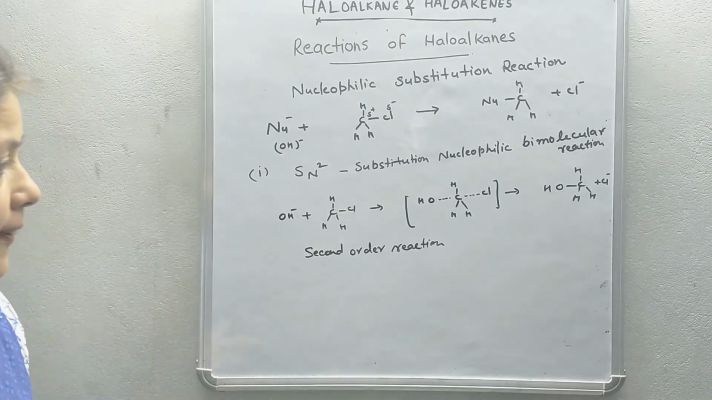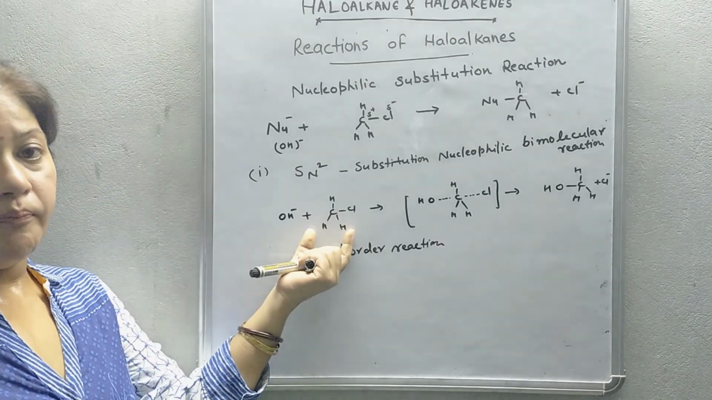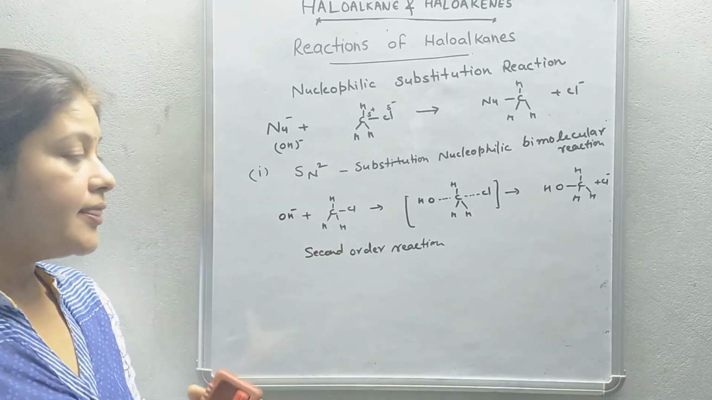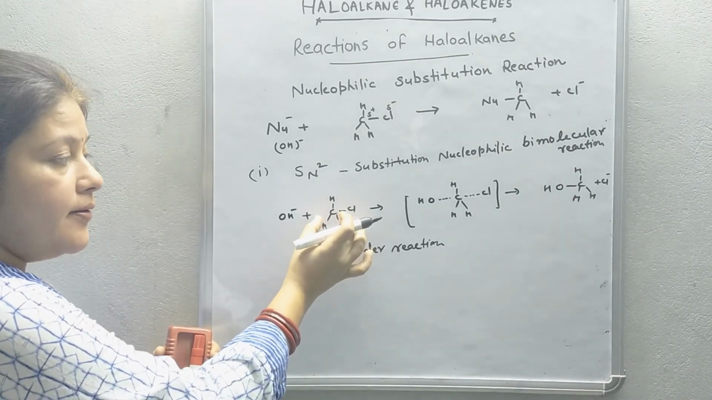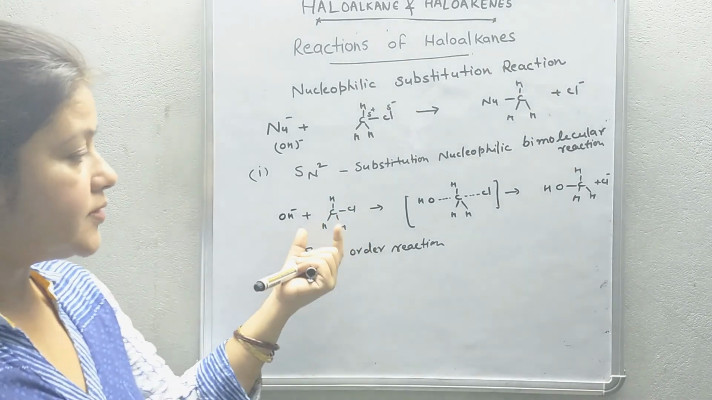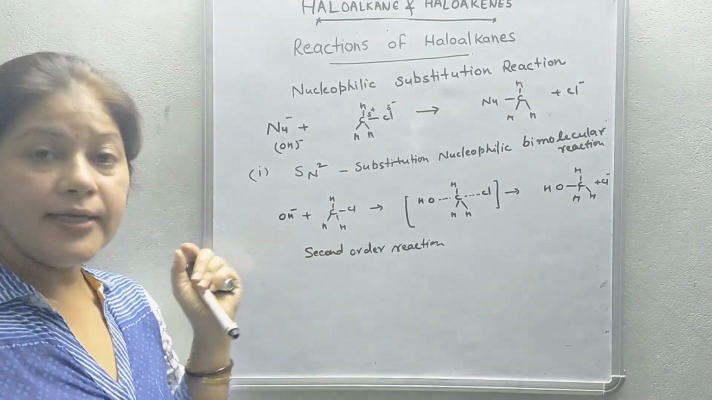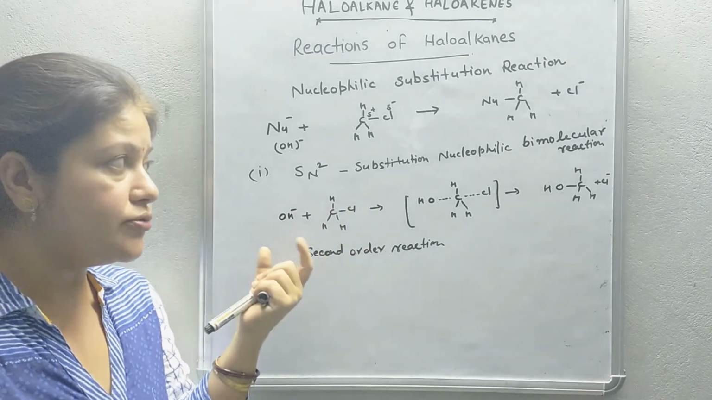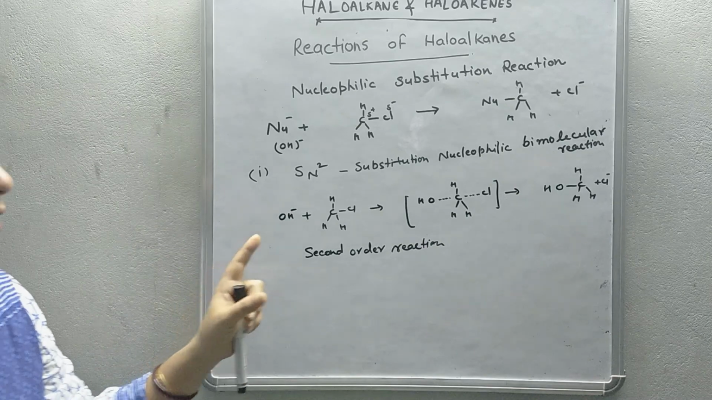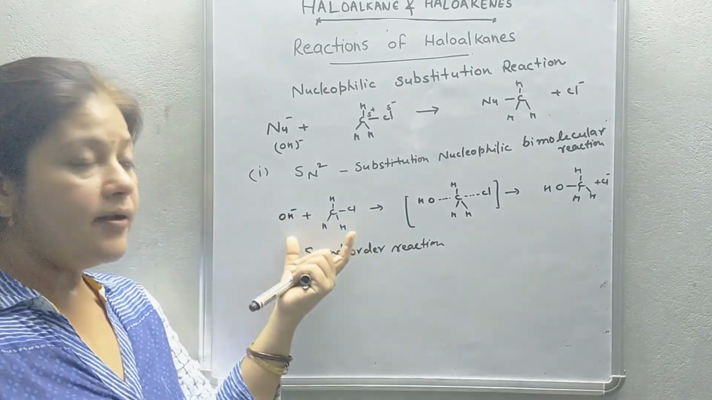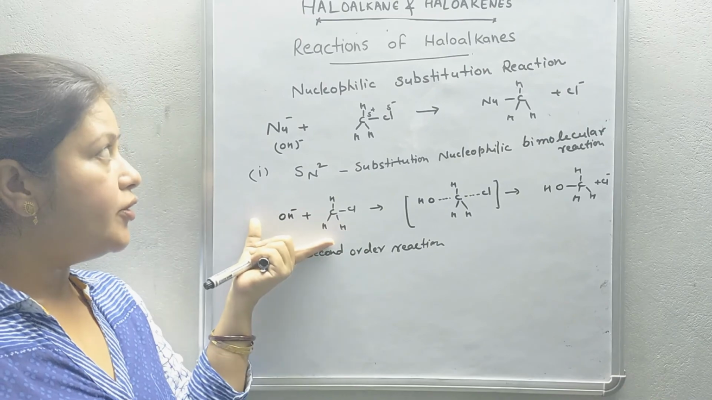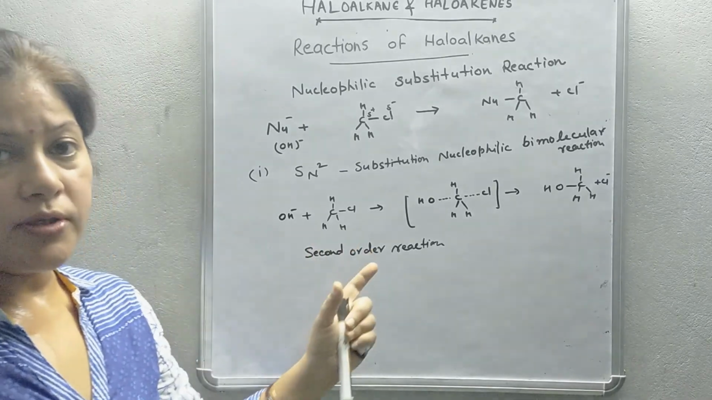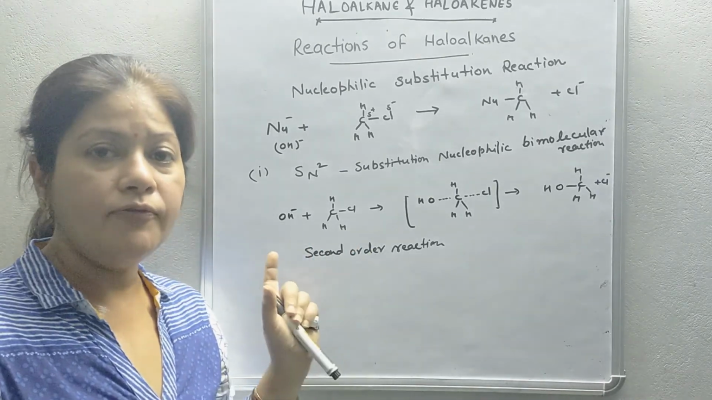For example, a small group attached to carbon enhances the SN2 reaction, whereas a larger group attached to carbon or a side chain will decrease the SN2 reaction, decrease this substitution nucleophilic reaction, because they hinder the nucleophile from attaching to the carbon atom. We understand this process with the help of examples.